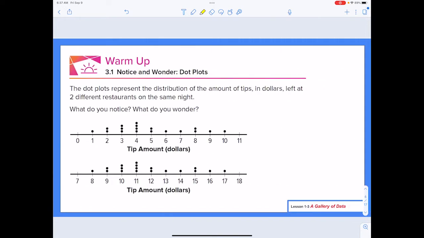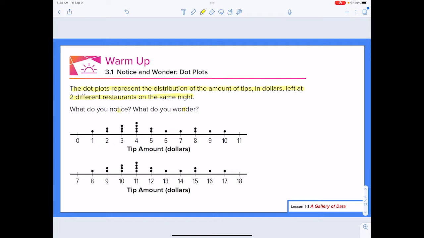All right. So here we go for our warm-up today. What do you notice? What do you wonder? It says here, the dot plots represent the distribution of the amount of tips in dollars left at two different restaurants on the same night. What do you notice? What do you wonder?